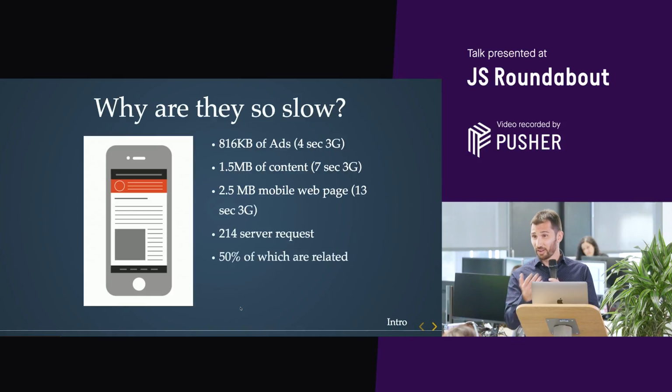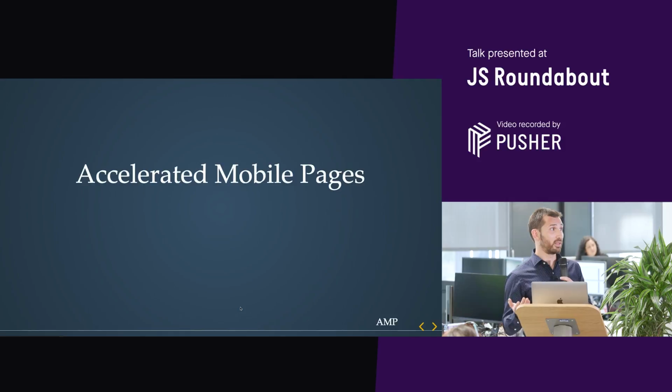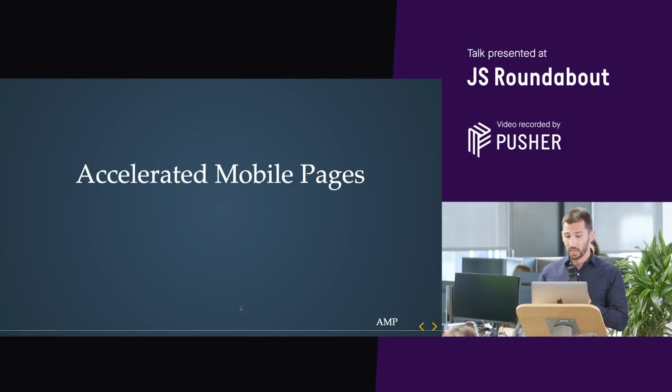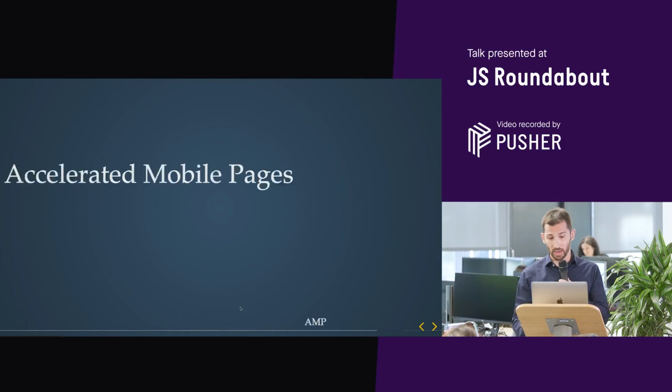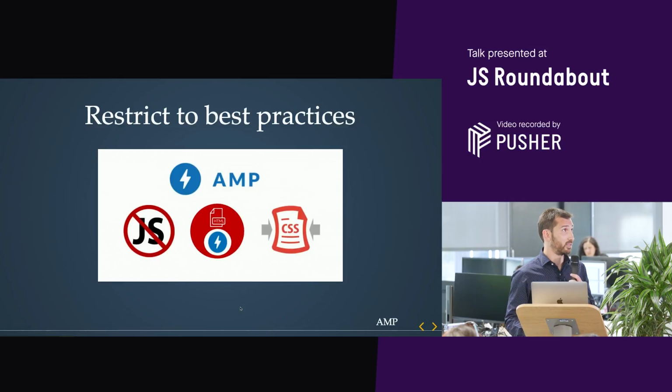You said 15 seconds, I found 13, but that's slow, all of them. And on average, we make about 200 server requests every time we load the app, and half of them are related. So the question is, how can we fix this?